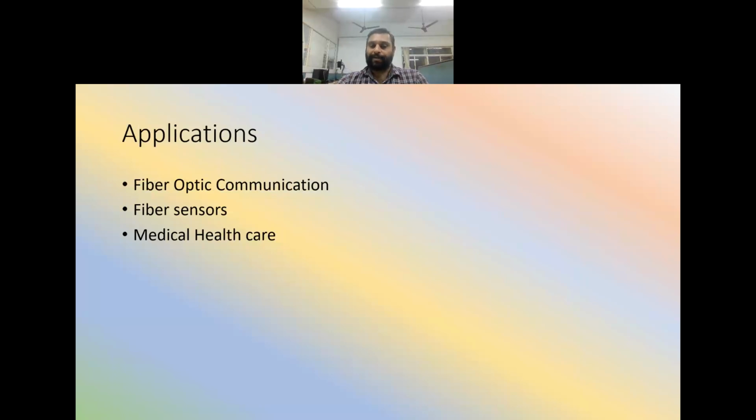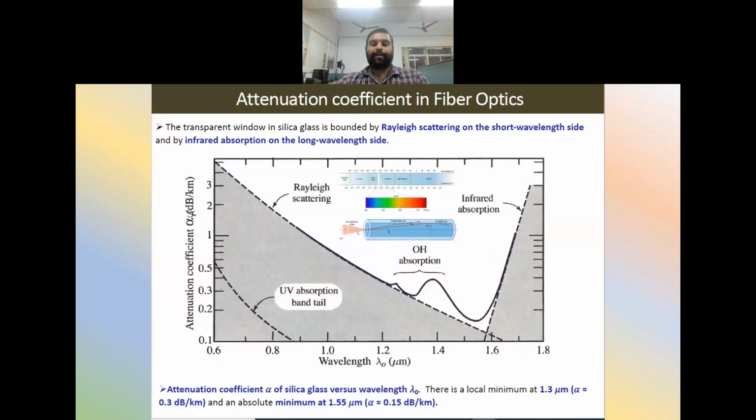The optical fiber is mainly used in fiber optic communication, fiber sensors and medical healthcare. For endoscopy and all, we are using the optical fiber only. Here it shows the attenuation coefficient of a silica glass versus wavelength. We can see that at around 1550 nm the lowest loss is possible. So that is the communication wavelength which we are using. Depending upon the wavelength, this attenuation is varying.